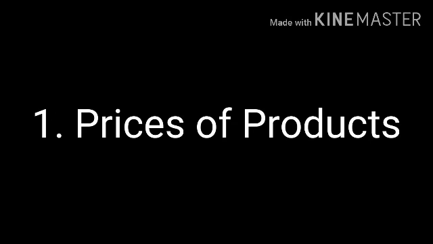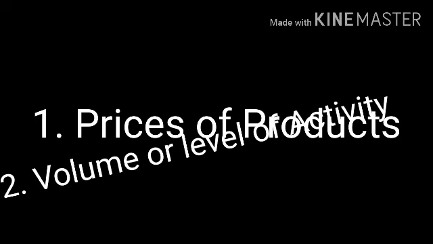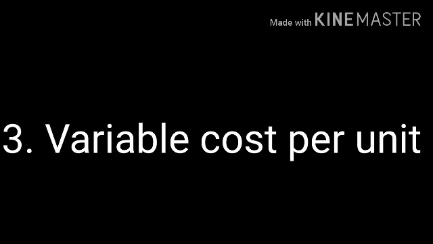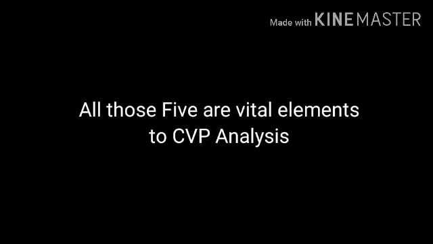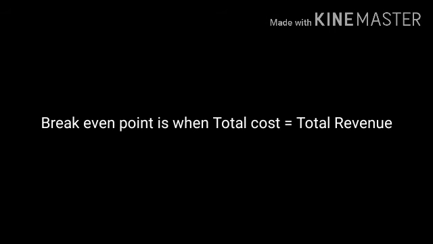Number one is prices of products. Number two, volume or levels of activities. Number three, per unit variable cost or variable cost per unit. Number four, total fixed costs. And number five, mix of products sold. All these serve as vital elements whenever we want to prepare our cost, volume, profit analysis.